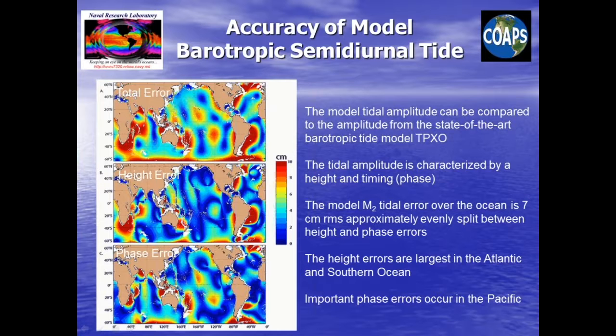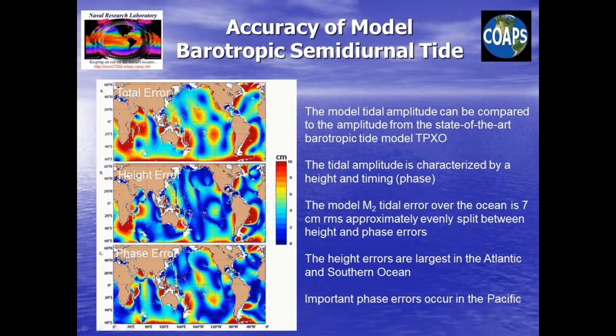And you can think about characterizing these errors. Are they errors in the absolute height, or are they errors in the timing, the arrival of the tide itself? Particularly in the Pacific, those big blobs tend to be more errors in the timing of the tide rather than errors in the height of the tide. But overall, it's about evenly split. So my error budget says about half that error is associated with an incorrect amplitude, and about half is associated with an amplitude-weighted phase difference.